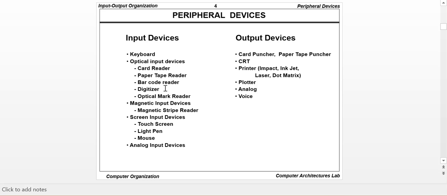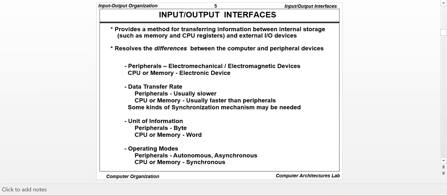So these are some of the peripheral devices. The next concept is that we should know what an input output interface is. That we will see in the next video.